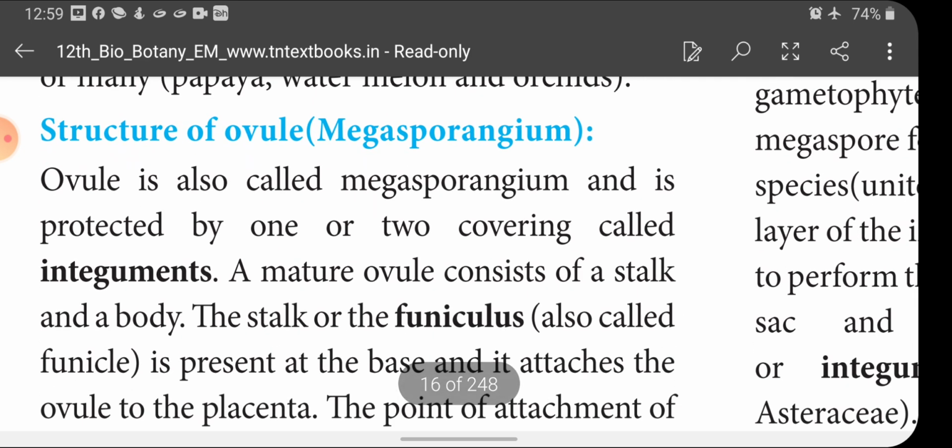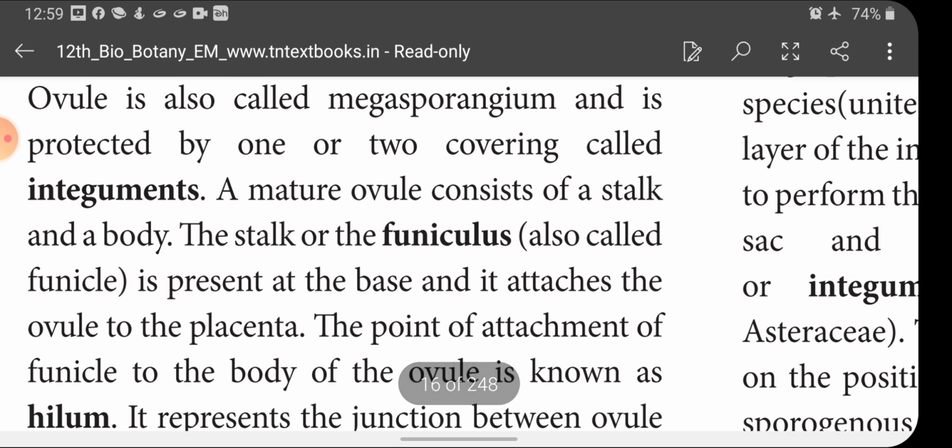Next we are going to see the structure of the ovule, that is the megasporangium. This you learnt in your lower classes itself, in 10th standard. Okay. The ovule is also called the megasporangium and is protected by one or two coverings called integuments. A mature ovule consists of a stalk and a body. The funiculus, also called the funicle, is present at the base and it attaches the ovule to the placenta.